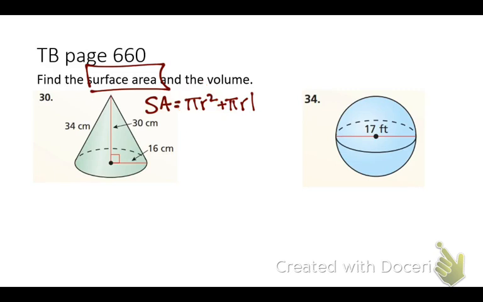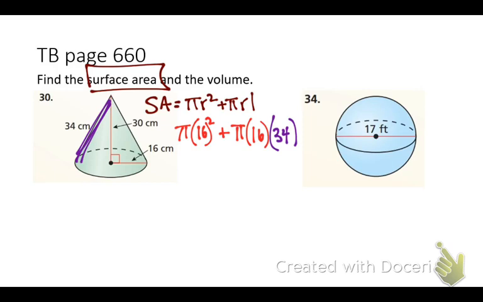Alright, so we're going to plug in. What is the radius? 16. Plus pi times 16. What does L stand for? Slanted height. Which one is the slanted height? 34. So we're going to do this one piece at a time. Some of you keep trying to type it in your calculator. Your calculator cannot take it all at once. You need to find each piece, drop them down, and then add them.